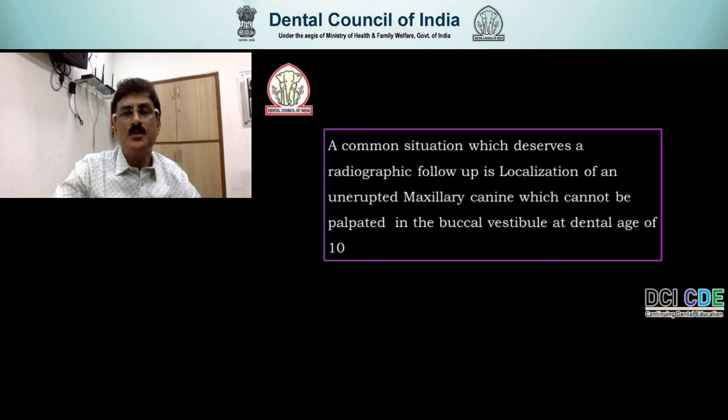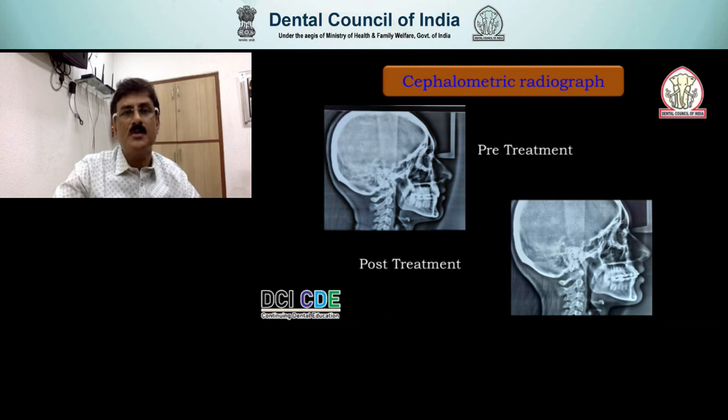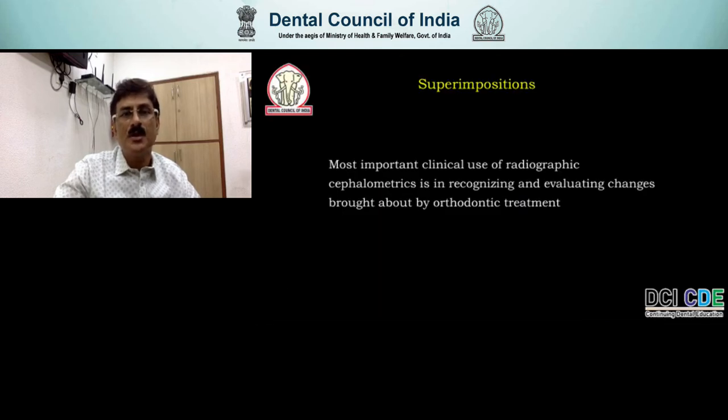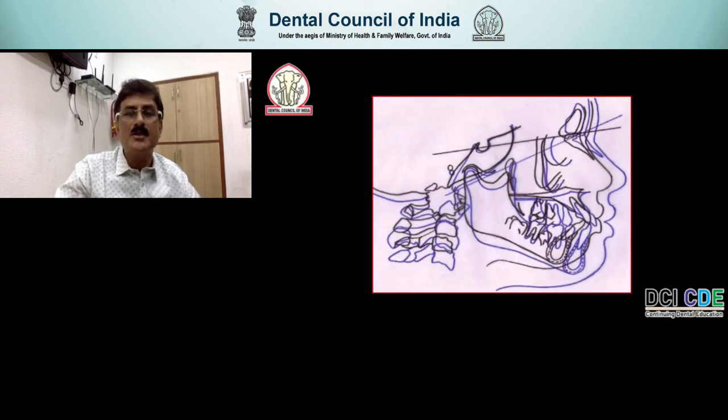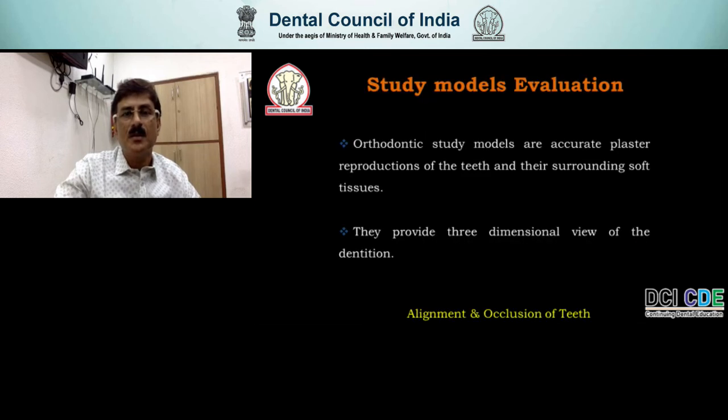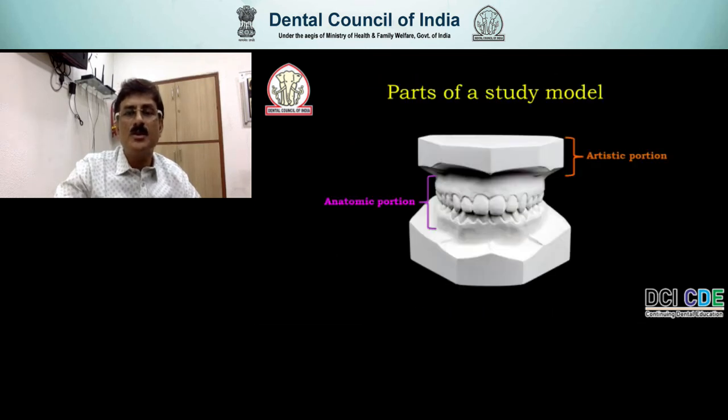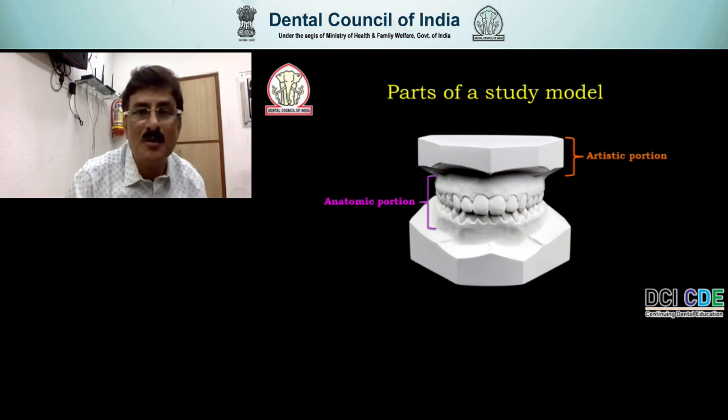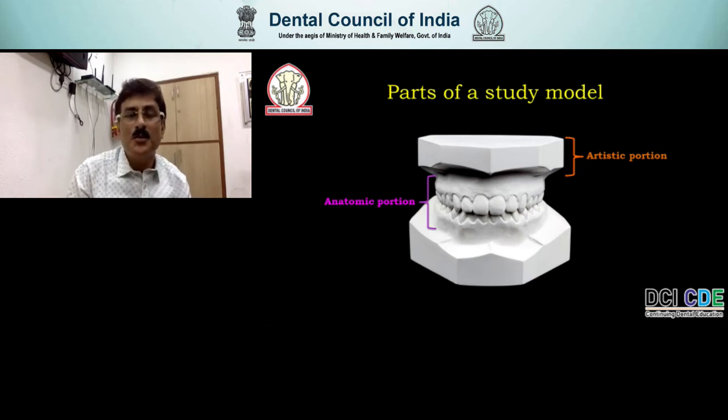and in some situations when you want to localize an impacted tooth, you need to do a parallax, or maybe you can do a CBCT. Cephalograms, superimposition, just to trace the changes which have taken place during the treatment because of growth and because of the treatment. Study model evaluation is so important that Engel once commented, put plaster on the table, let's see what plaster you have. That's basically judging an orthodontist by seeing his models.